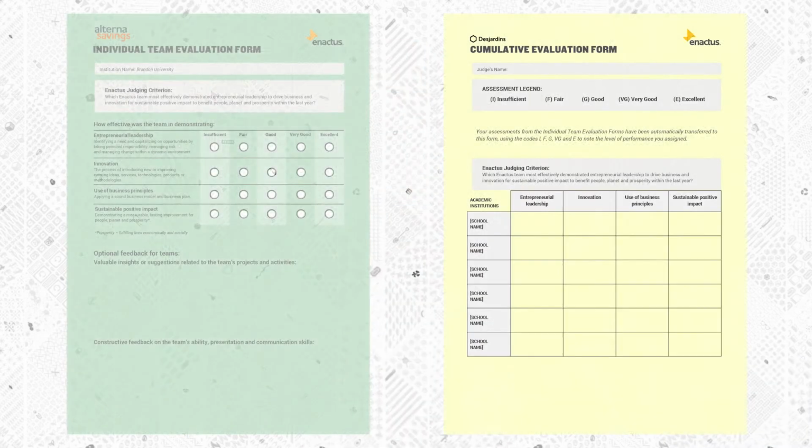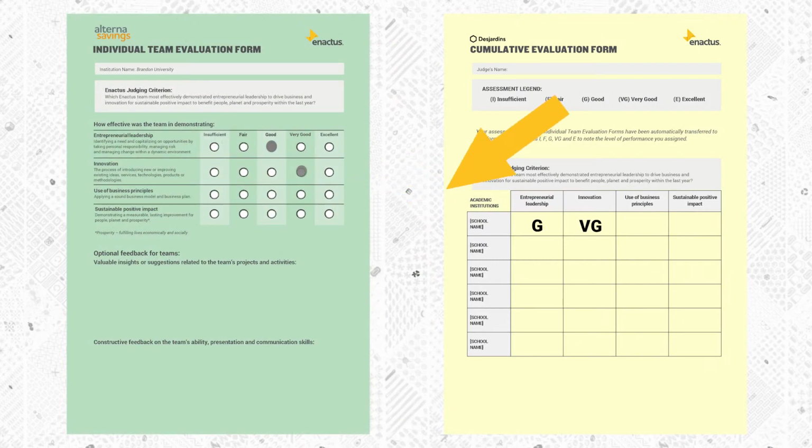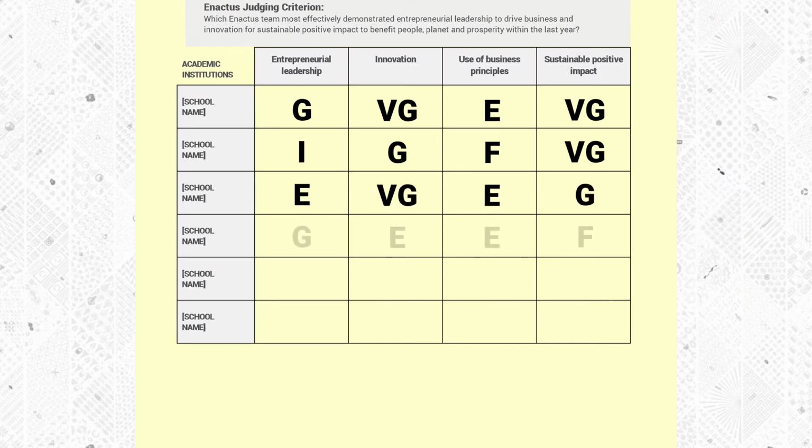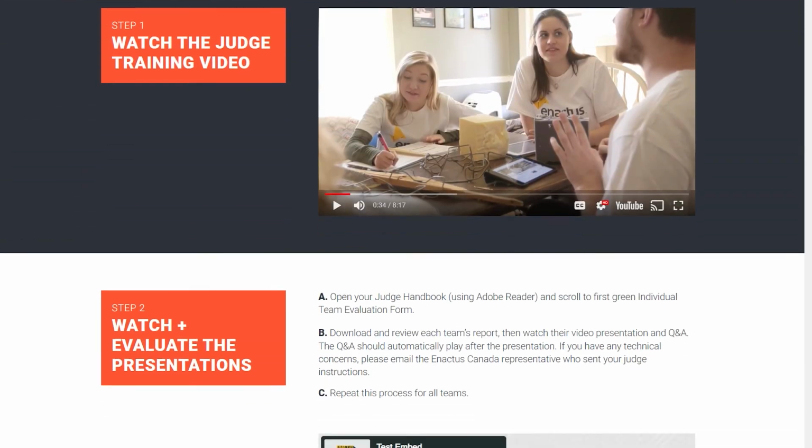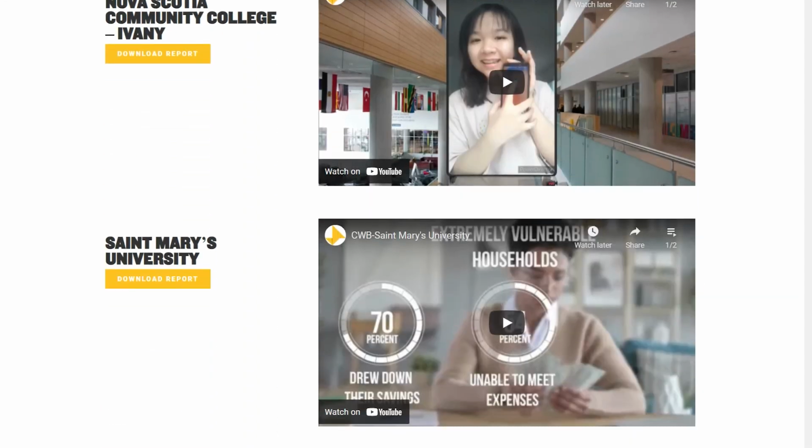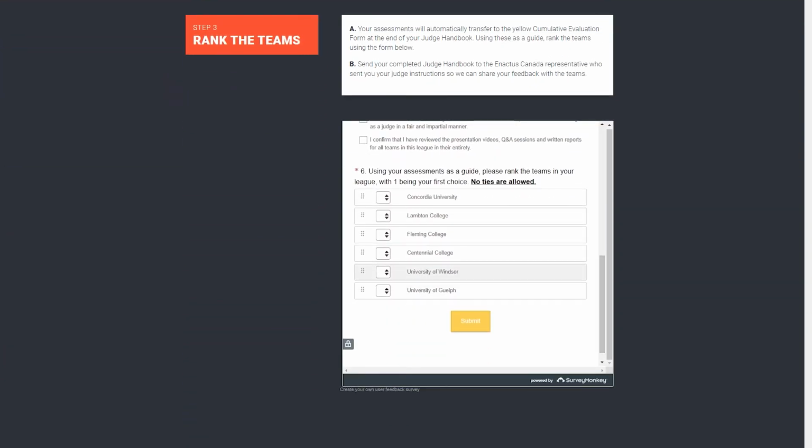Now, let's discuss the ranking process. As you complete your green sheets, the scores will automatically transfer to the yellow cumulative evaluation form at the end of your handbook. After you've watched all the presentations, it's time to make your final rankings. We ask that you use these scores as a reference to rank the teams, with 1 being your first choice. Scroll to the bottom of the league page to find the form where you will submit your rankings.